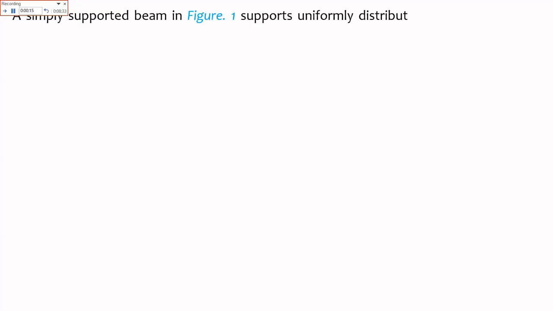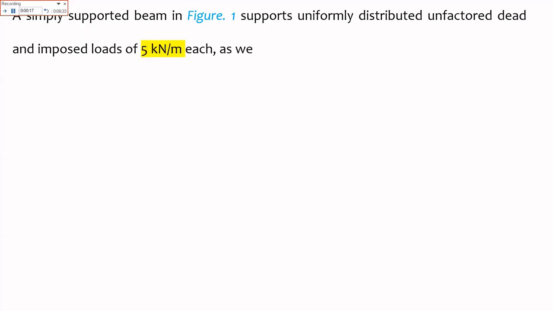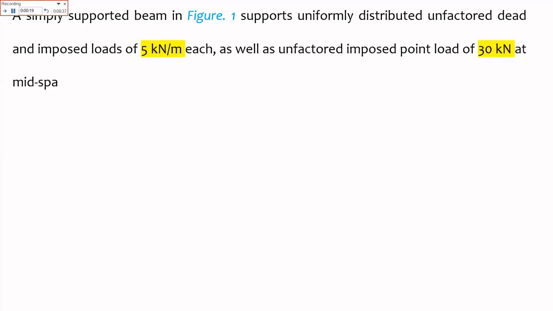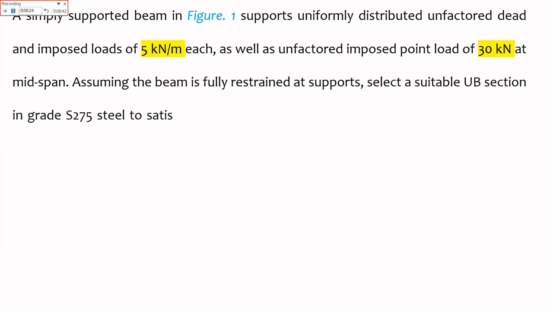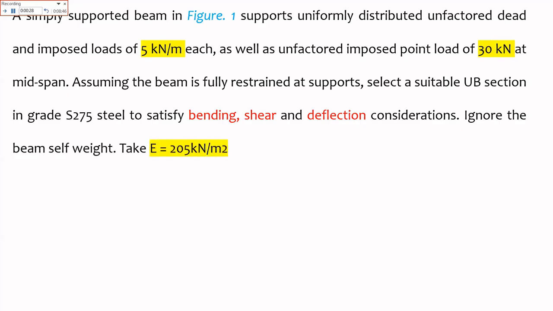Today I'm going to look at a field design question, and the question is asking: a simply supported beam shown in figure 1 supports a uniformly distributed load, unfactored dead and imposed load of 5 kN each, as well as an unfactored imposed load of 30 kN at midspan. The beam is fully restrained at the supports. Select a suitable UB section in grade S275 steel to satisfy bending, shear, and deflection considerations.